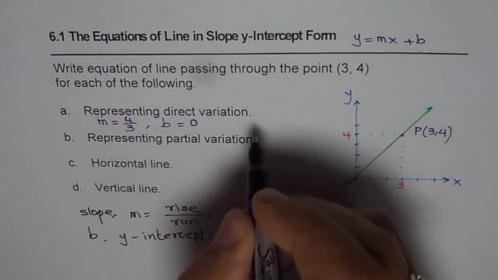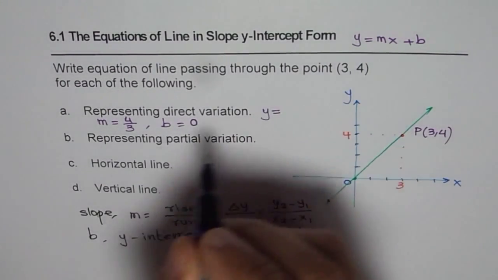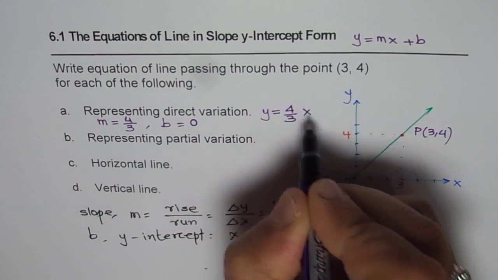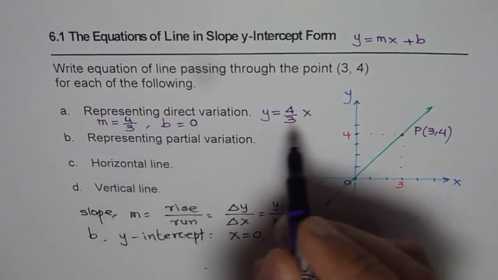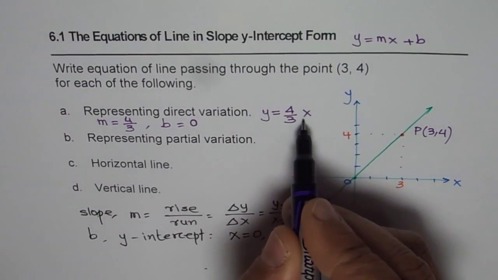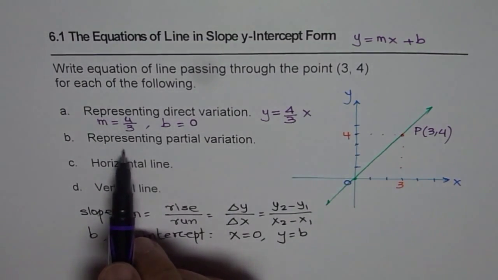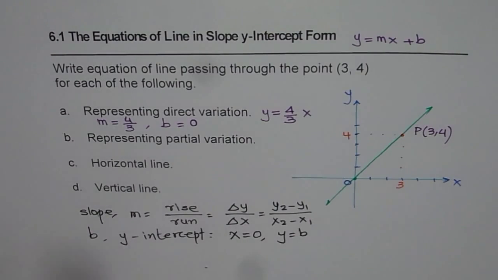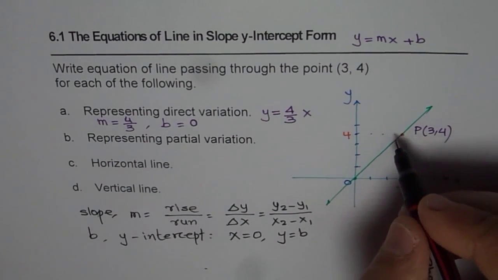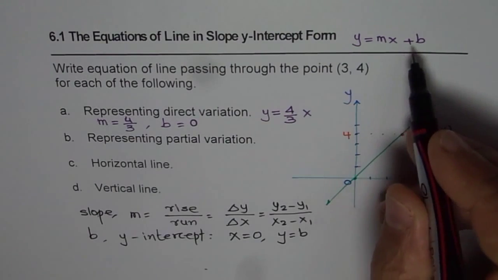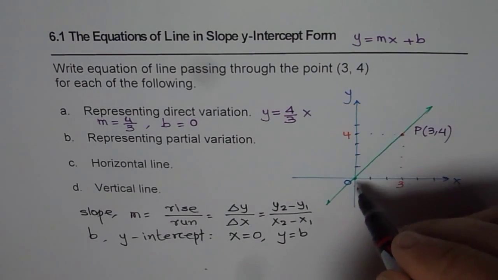And now the equation can be written as y equals m, which is 4 over 3, x plus b, which is 0, so no need to write it. So that equation represents direct variation. The second equation is representing partial variation. Now when we say partial variation, what do we mean? We mean that the second point could be anywhere but the origin, right? That is, the y-intercept could be anywhere but the origin.